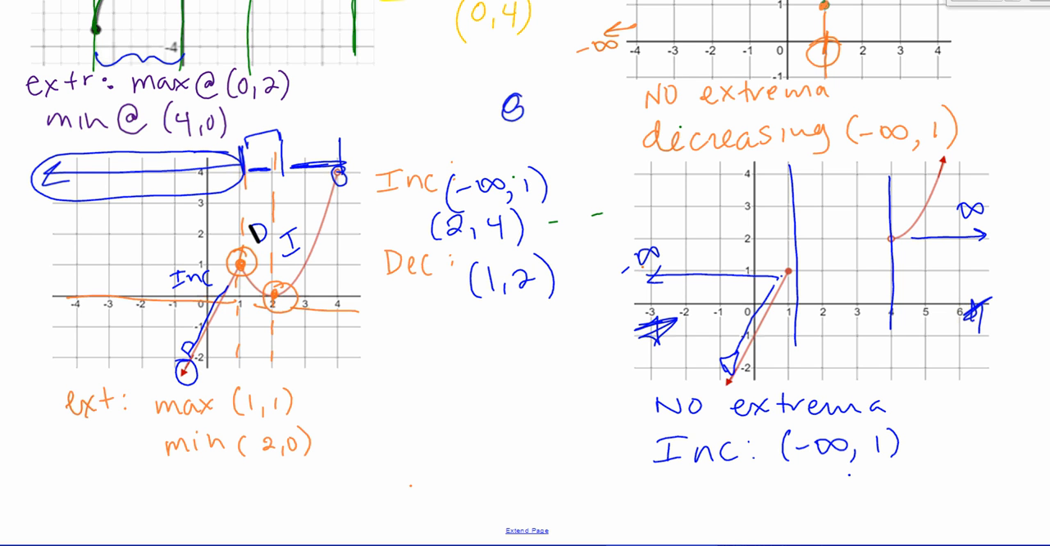And then this one over here looks like it's increasing also. So it's also increasing from 4 to infinity. And remember, if you want to join 2 together, you just put that union symbol in between. Or you can leave them separate. I mean, you're just listing the different intervals. Anyways, there's your examples. Good luck.